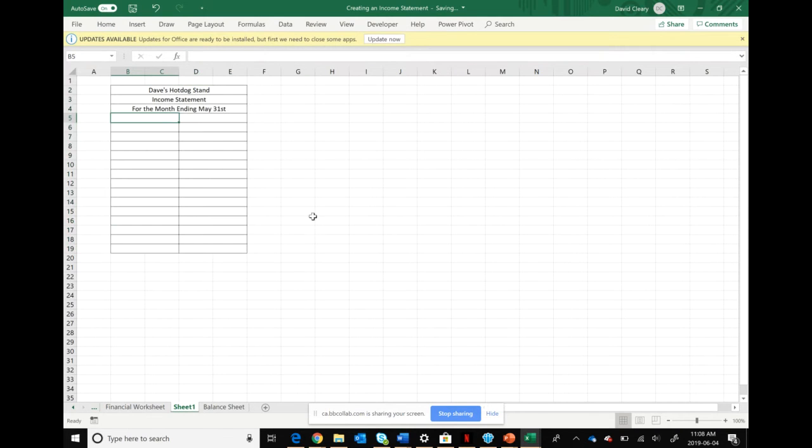So now we want to start with our sales, right? So let's look here and find some of our sales. We've got our food revenue, we've got our beverage revenue. Let's look around here. And I see no other revenue. So we put a title here to show that this is our revenue section. We're going to put our food revenue and our beverage revenue and show our total revenue.